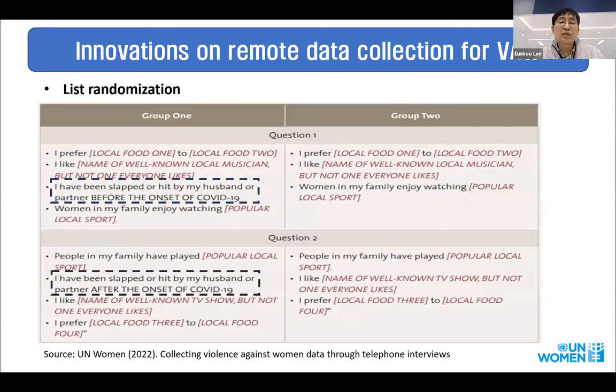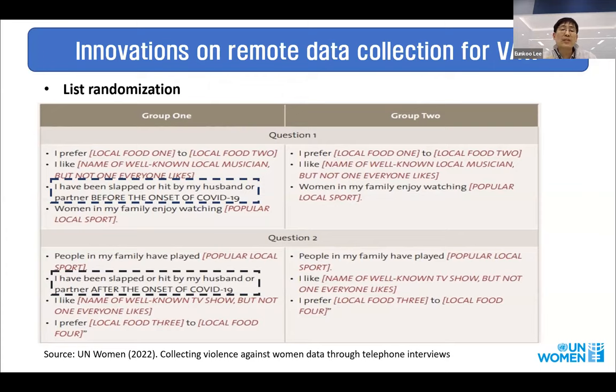The other innovation introduced in the guidance is the list randomization. Basically, respondents are randomly divided into two groups, and they are given the same short list of statements and asked how many statements are applicable or are true. The other group received the same list of statements and one additional statement designed to capture the sensitive behavior. In our example, the additional statement is the statement in the dotted square box. It says, I have been slapped or hit by my husband or partner before the onset of COVID-19. So that's our sensitive behavior we're trying to measure.